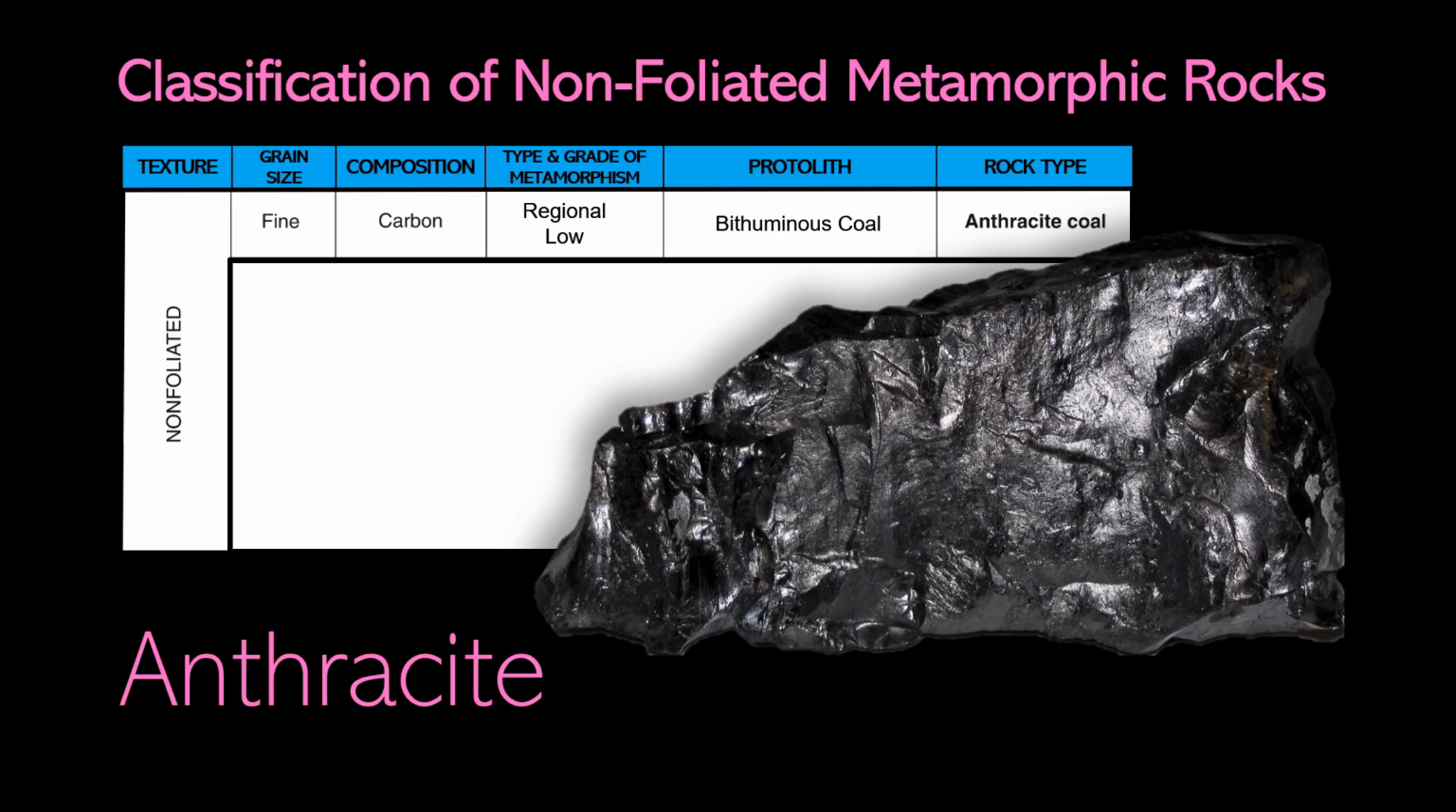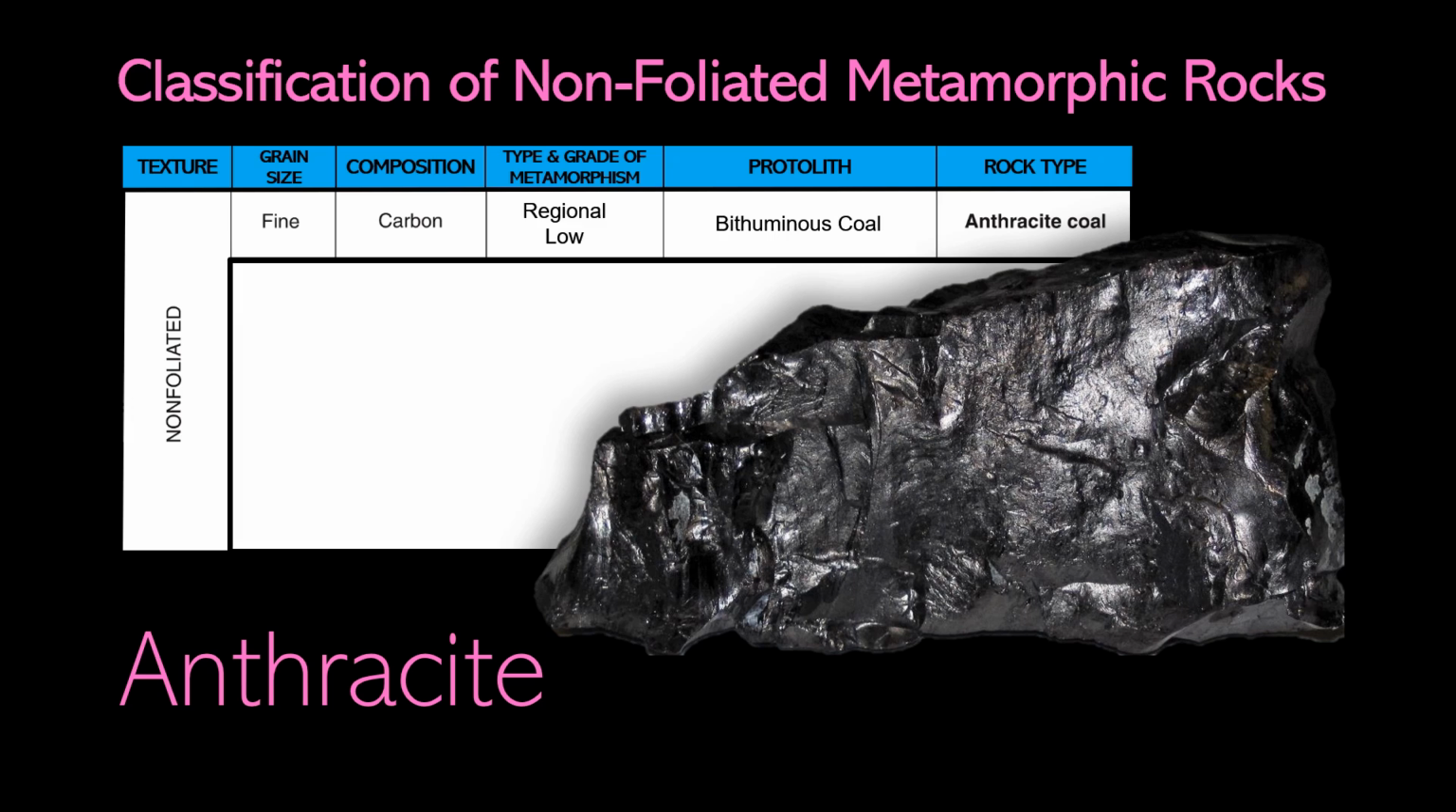We'll now take a look at some examples of non-foliated metamorphic rocks. Anthracite coal is a low-grade metamorphic rock that represents the final stage of coalification. It forms from bituminous coal under conditions of intense heat and pressure, usually in tectonically active regions where pressures and temperatures are high, such as in fold belts or areas of mountain formation.